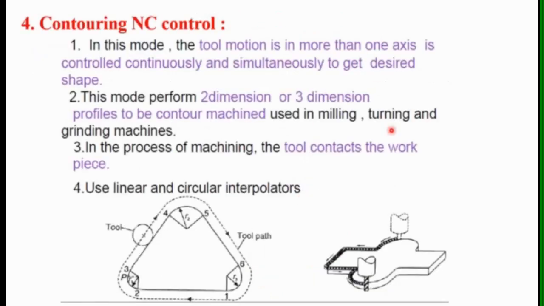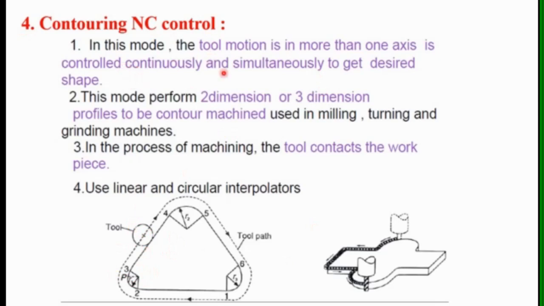Then the fourth one is contouring NC control. Contouring is the most complex, most flexible, and the most expensive type of machine tool. It is capable of performing both point to point and straight cut operations. This type of contouring NC system is capable of performing both point to point as well as straight cut operations.